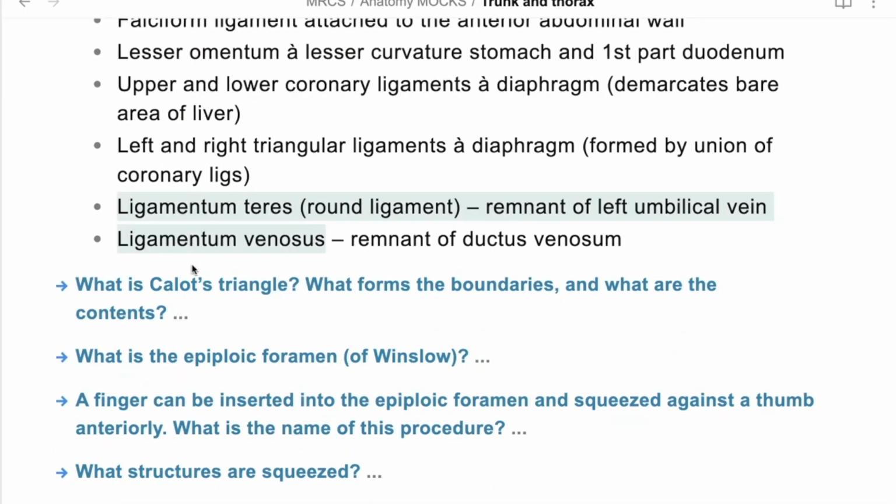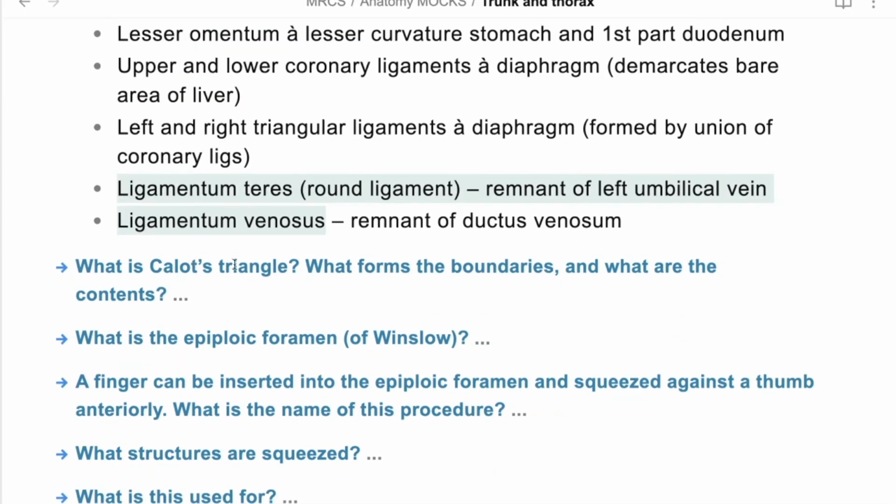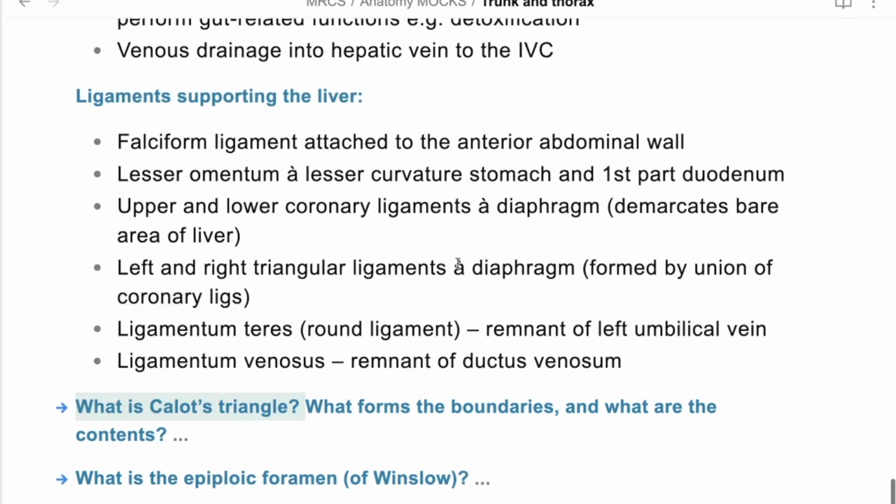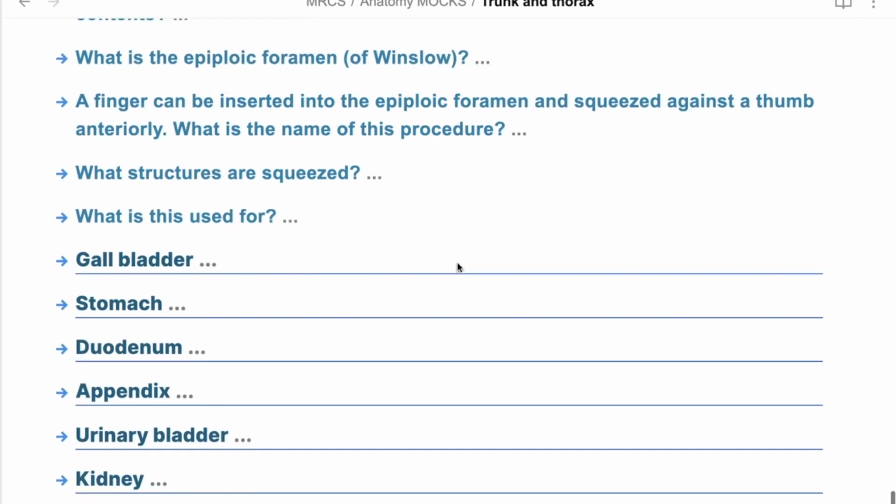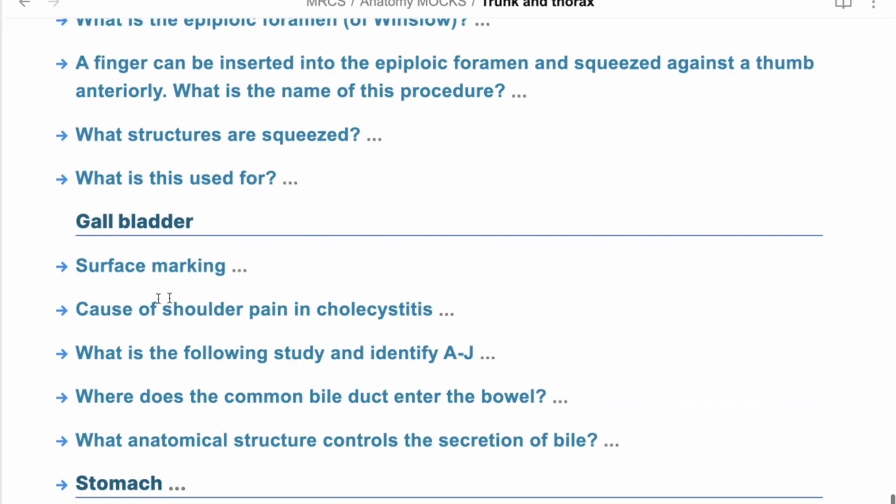All right. What is Calot's triangle or the hepatocystic triangle? Calot's triangle, I think it will be... I don't remember. I'm sorry. It's okay. So Calot's triangle is a triangle that is bounded by three structures. All right. So I'm not really sure if we're going to have a better image in here for that.